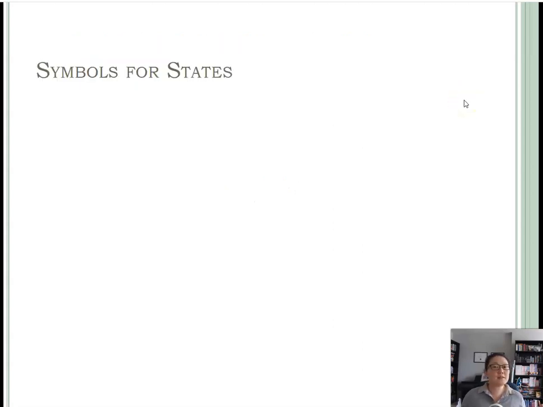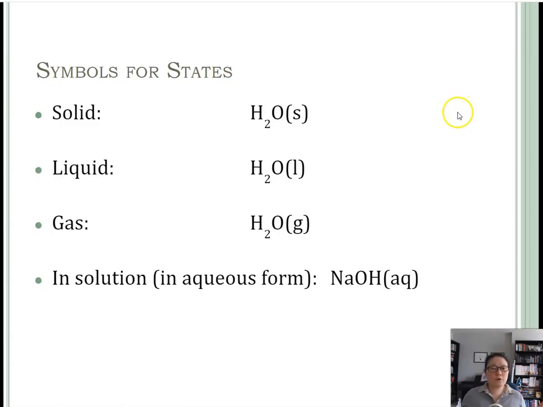Another thing that you can see expressed in a chemical formula are states. For the states, you have different symbols that can be used. S is for solid, L is for liquid, G is for gas. They are all in brackets. And the other one that you can also see is aqueous, which means that it is dissolved in water. It's in solution, and that is your aqueous.